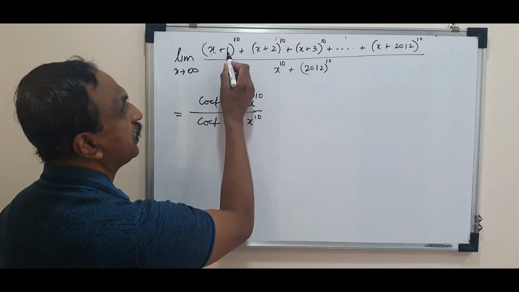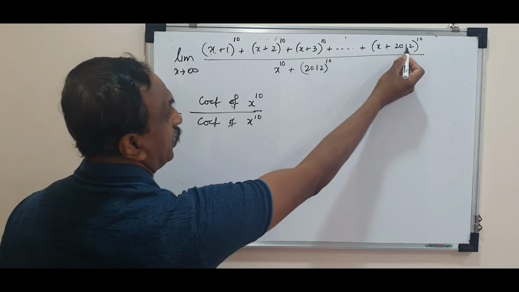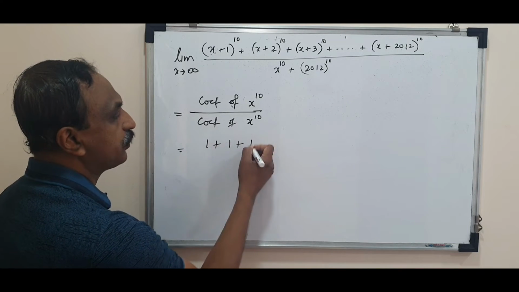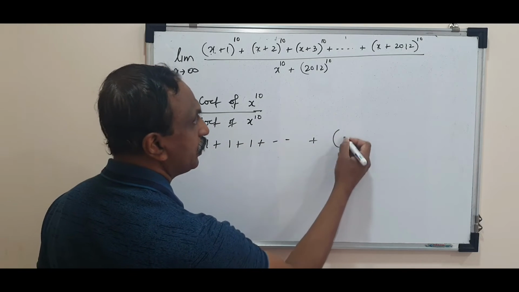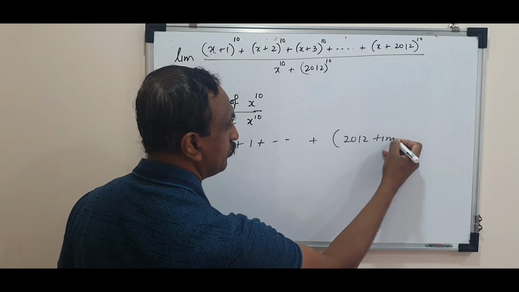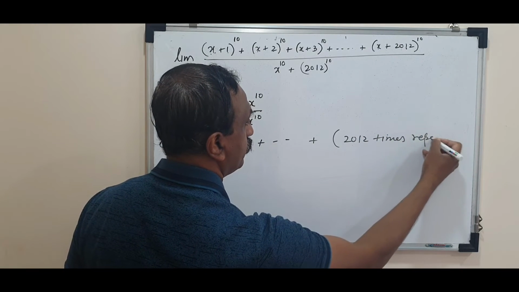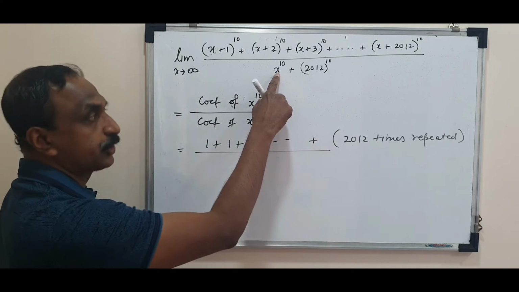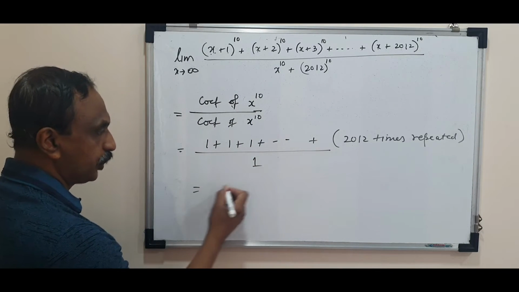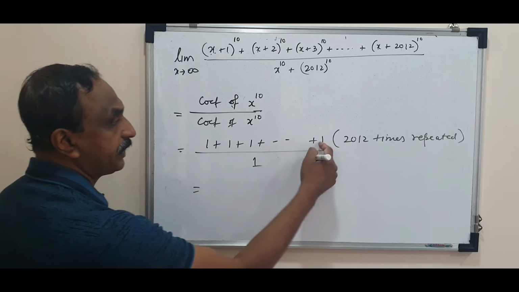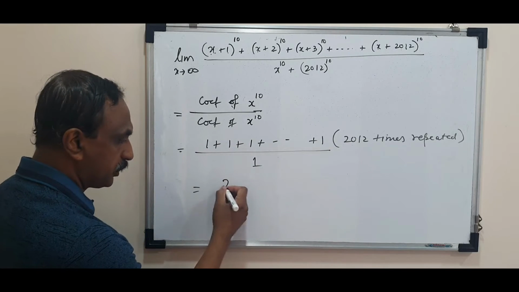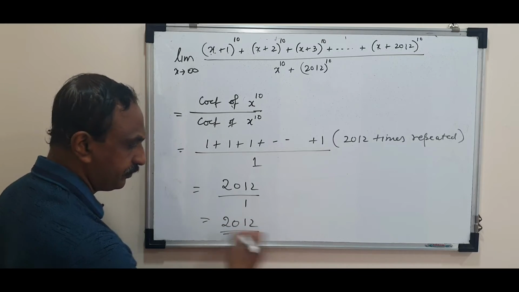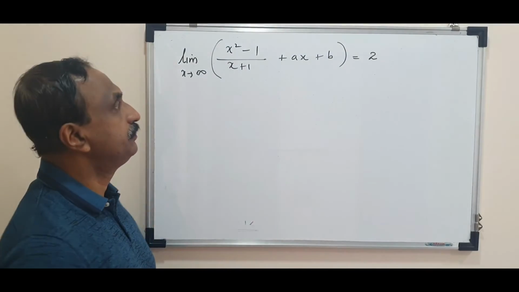How many times? First, second, third, up to 2012. So I'll write 1 plus 1 plus 1 plus, how many times? 2012 times, repeated. Divided by coefficient of x raised to 10, here is only 1. So your answer became, it is added how many times? 2012. So 2012 divided by 1. So answer is 2012.